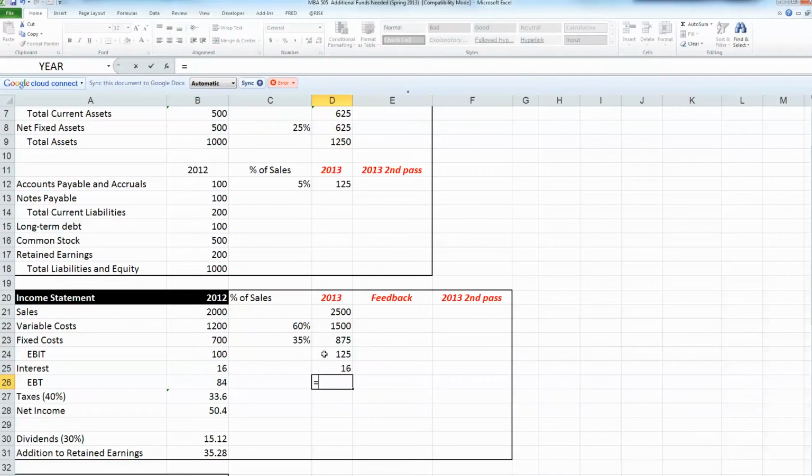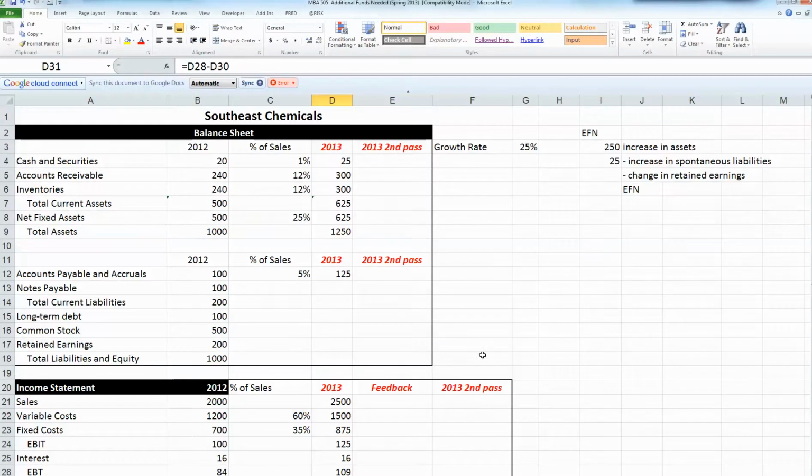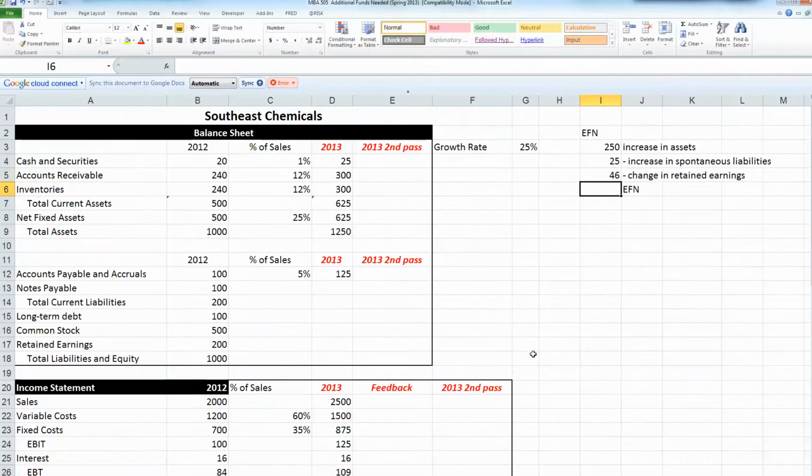Now I will calculate earnings before taxes by taking EBIT and subtracting interest. My taxes will be 40% times my taxable income, and my net income will be earnings before taxes minus my taxes. Dividends will be 30% times my net income, and retained earnings will be my net income minus my dividends. So 4578. And I'm just going to link that to change in retained earnings.